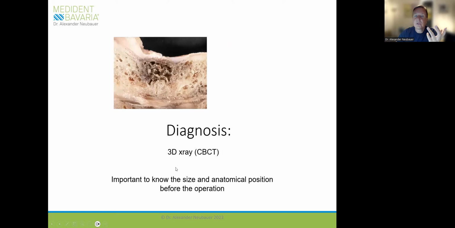So how do we make the diagnosis for cavitations? And this is important. We definitely need a 3D X-ray, so a CBCT scan. Why do we need that? Because it is so important to know the size and also the anatomical position of the cavitation before the operation.